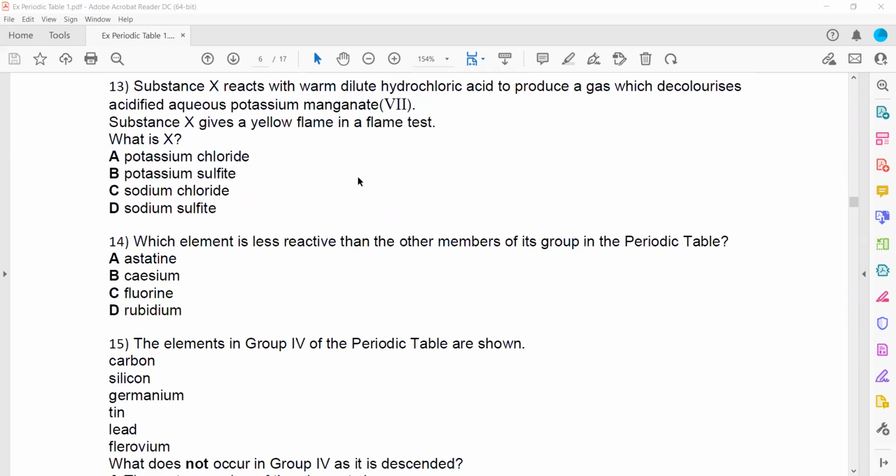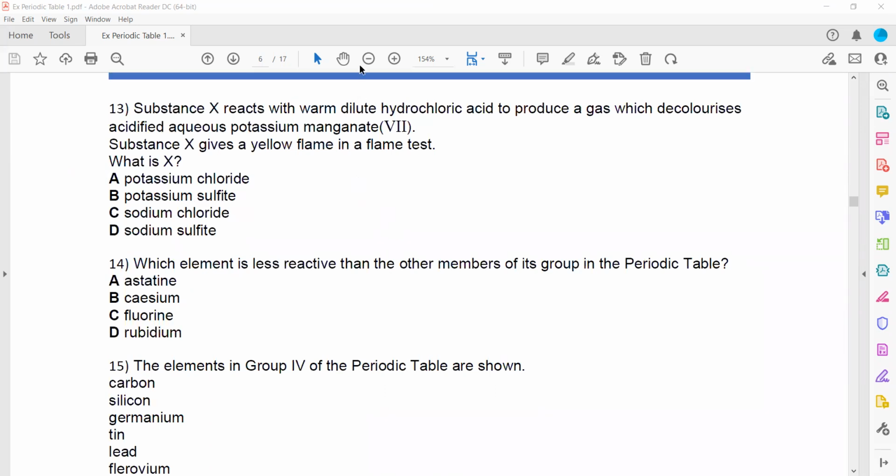This is related to identification of the ions. A substance X is warmed with hydrochloric acid and it produces a gas which decolorizes potassium manganate. So basically, when we add hydrochloric acid and heat, this is a test for the sulfite ion. So it means this shows that there is a sulfite ion.